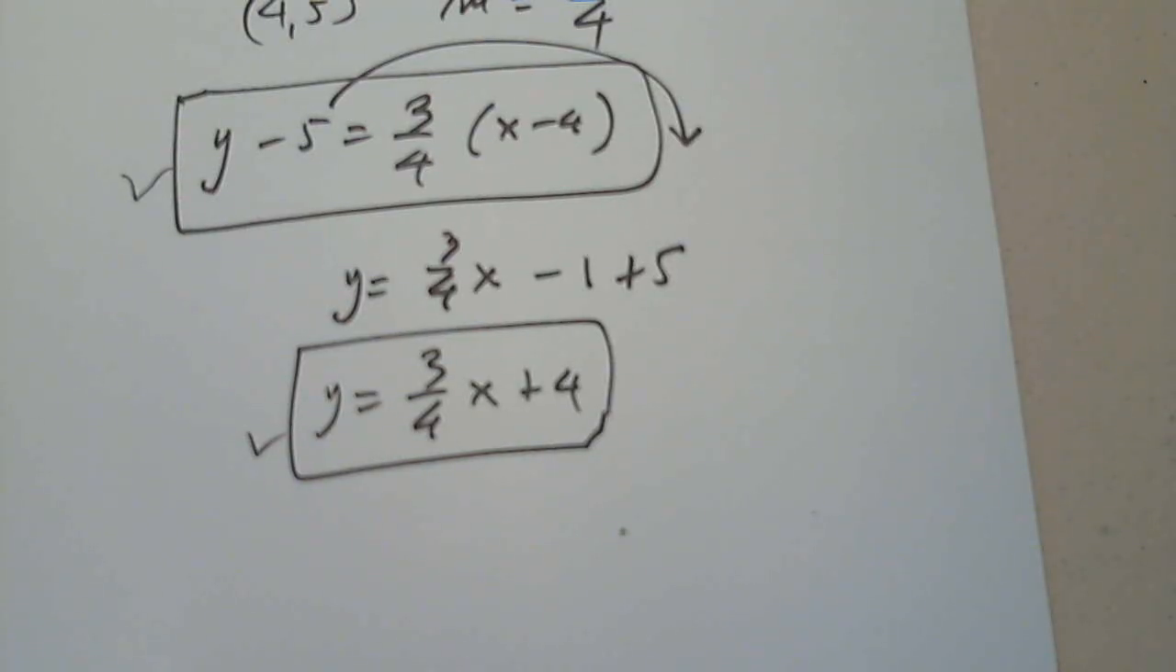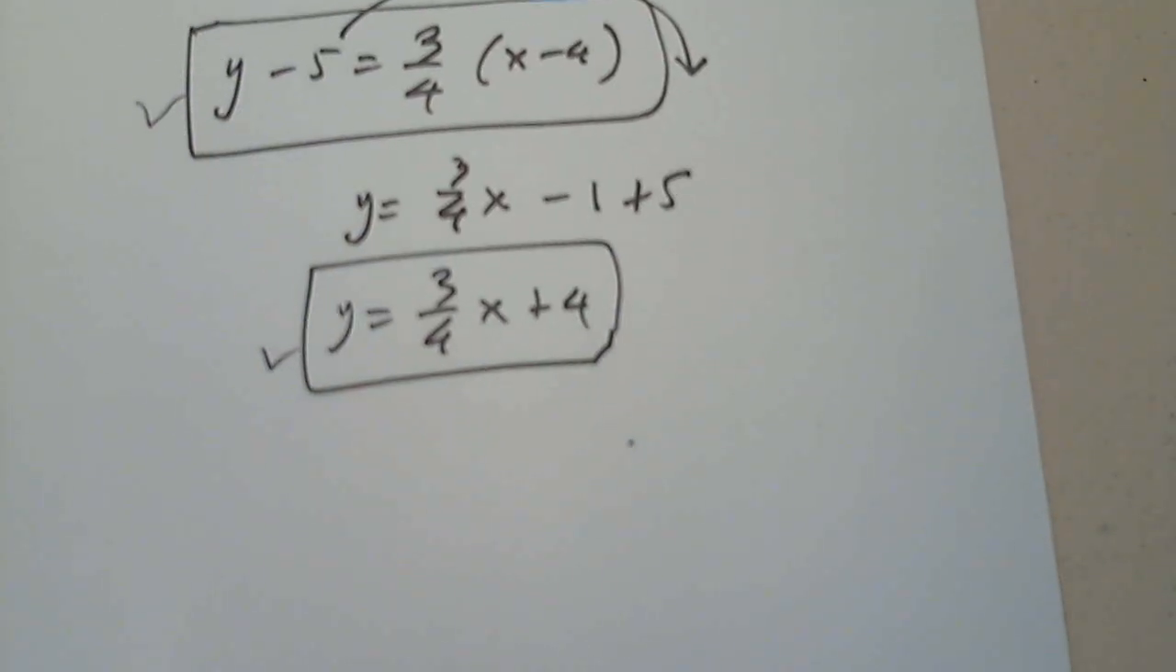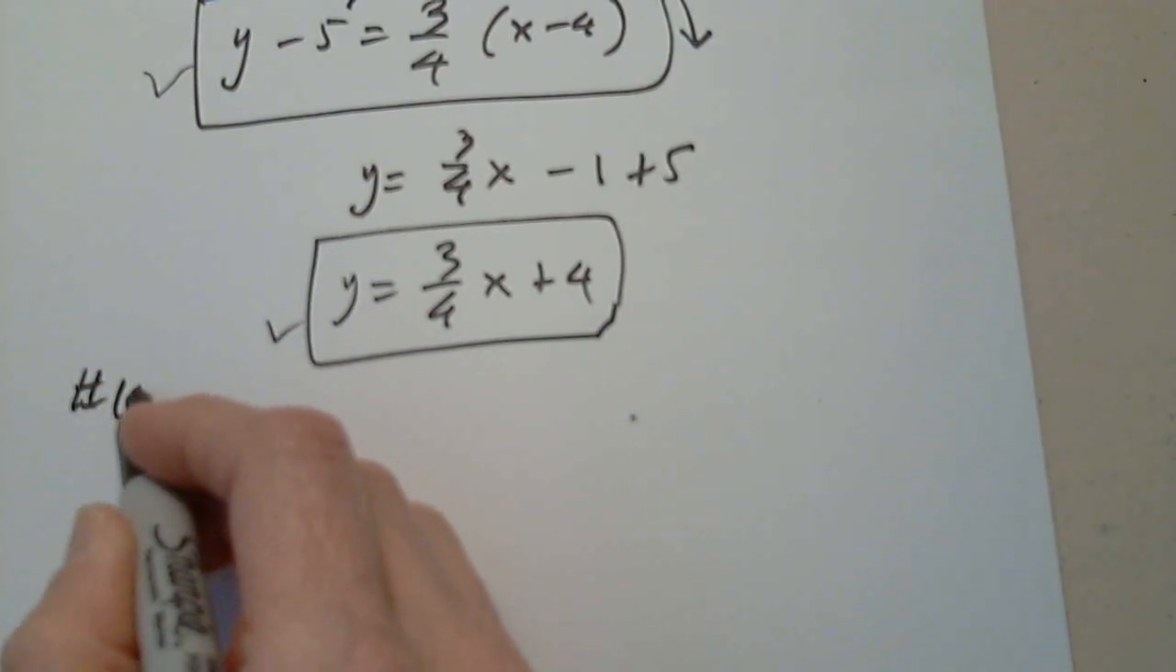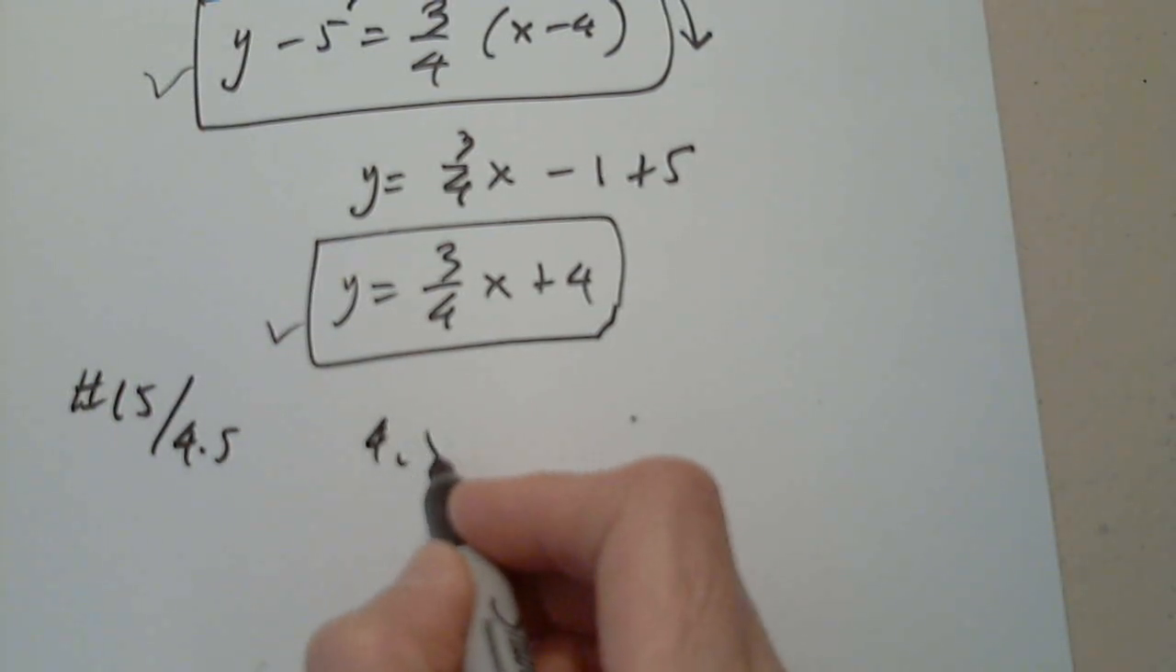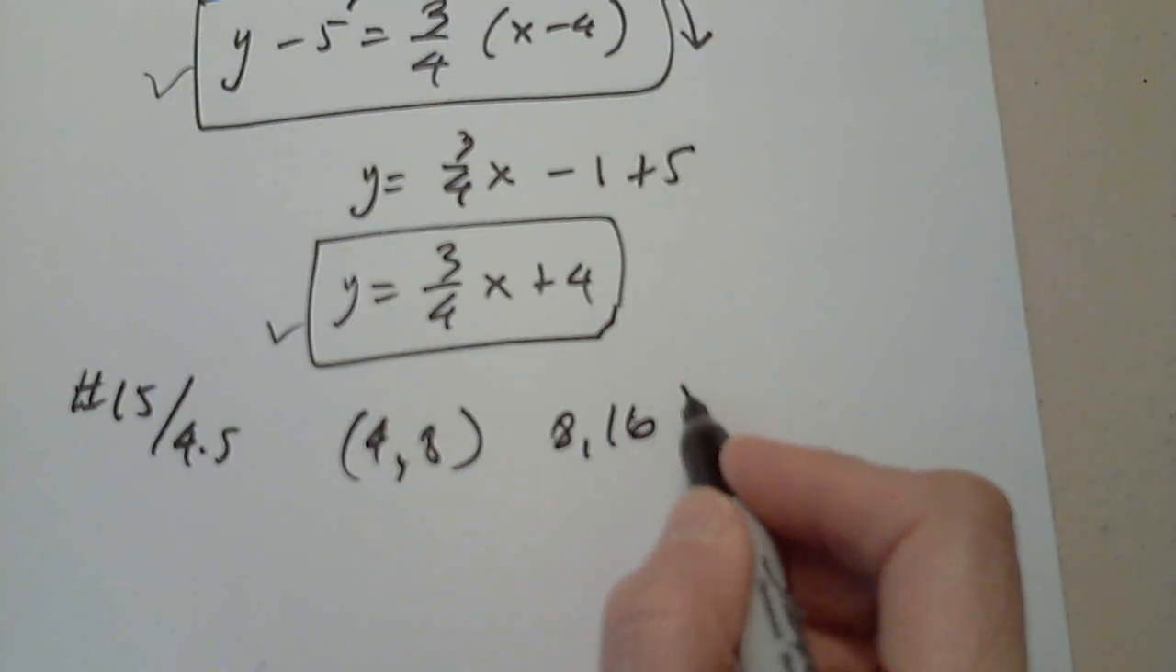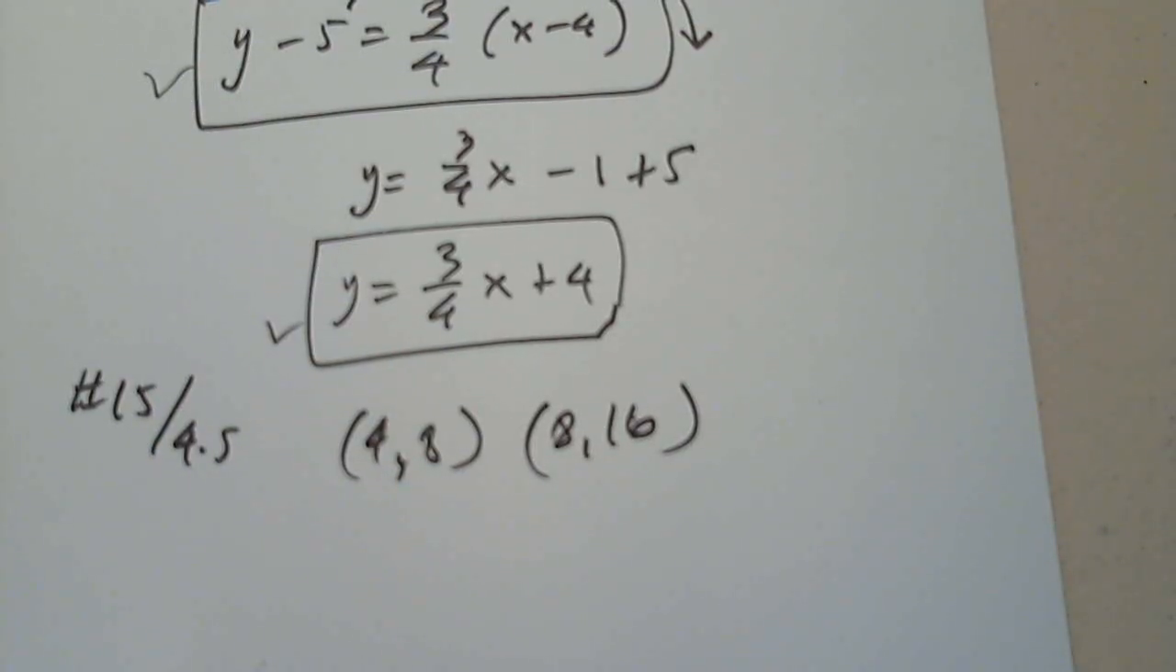Okay? Slope and passing through this, write the point slope form. Same thing, we just enter it in the same form. Passing through, okay. So we are given 2 points, and this is problem 15 and 4.5. So 4, 8, and 8, 16. They want the point slope form first, and then I'm assuming then use the point slope form to write the slope intercept. Okay, so they want both equations.